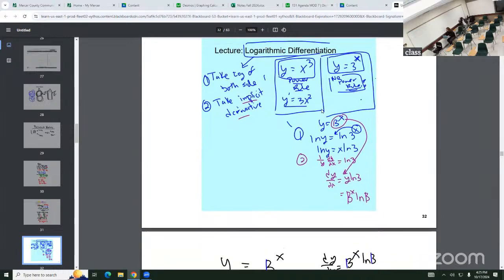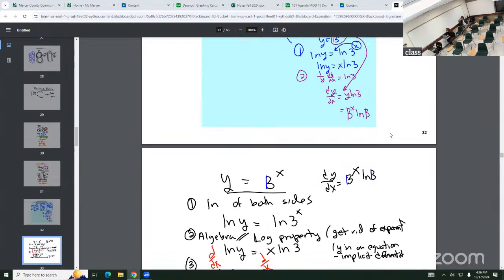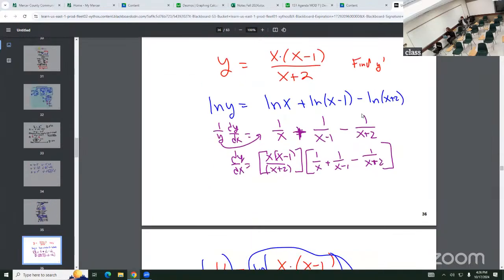Not related rates. I'm not even going to talk about this. You can read about it. It's logarithmic differentiation. It's just taking a log first and then differentiating. I don't even want to talk about it.